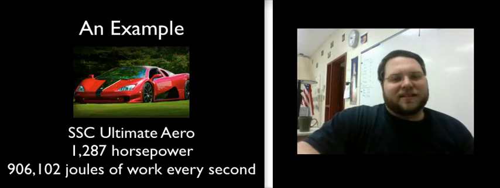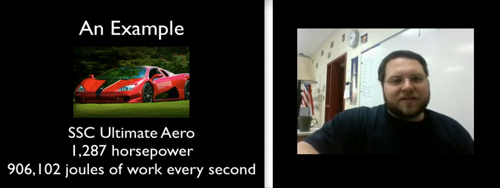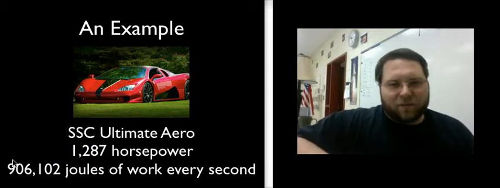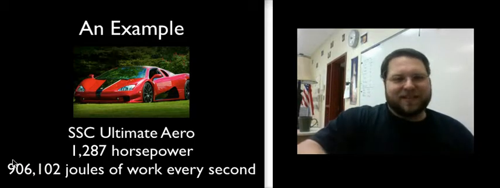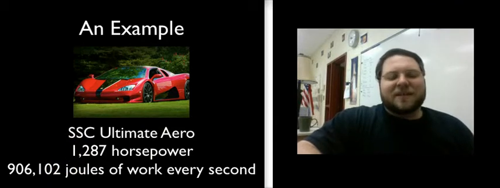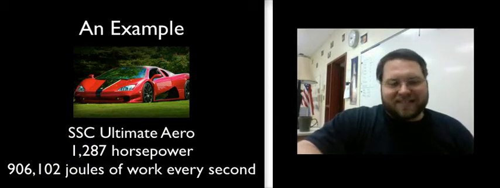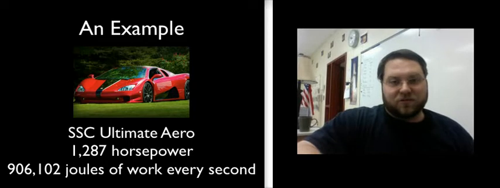Looking at another one, let's take cars, and if we're talking about cars, we might as well talk about a really fast car. So the Shelby Supercar Ultimate Aero, here we have a car with the ridiculous amount of 1,287 horsepower. This car can go 250 miles per hour. Absolutely insane amount of power in this. But that 1,000 some odd horsepower means that this car does 906,102 joules of work every second. So the energy consumption of this car is 900,000 joules of energy every second that it will use.